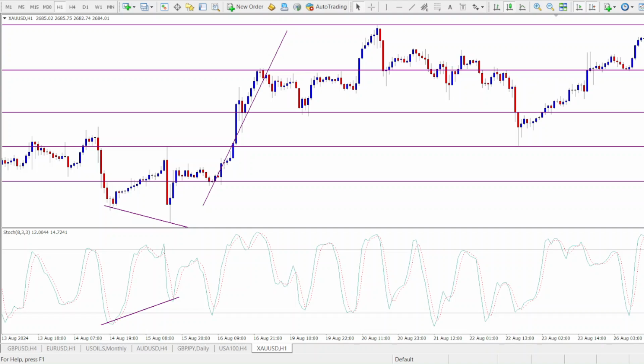And there you have it. By adjusting your stochastic settings to 833 on the 1 hour chart, you can get better signals that fit the time frame's unique movement.